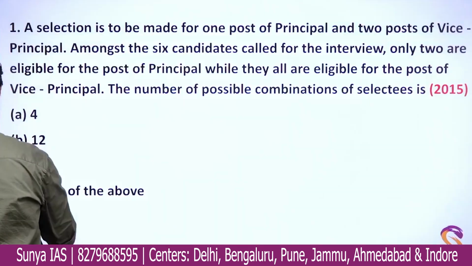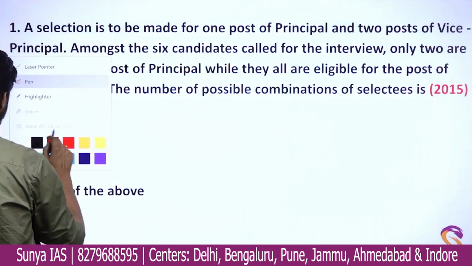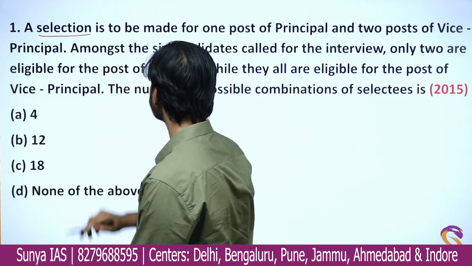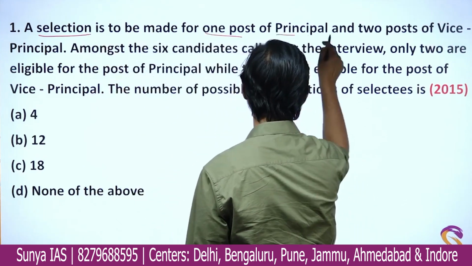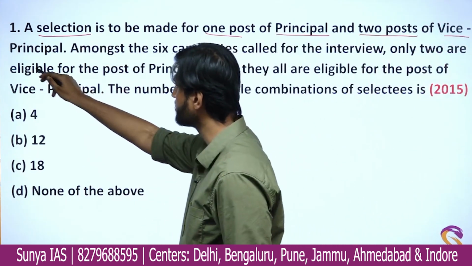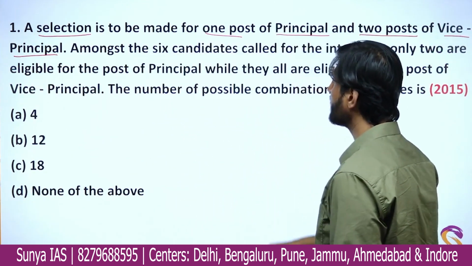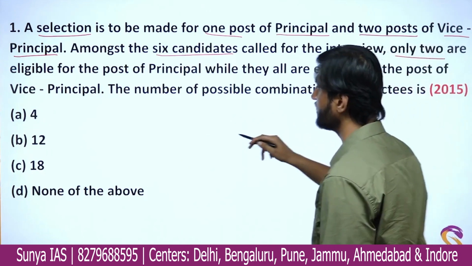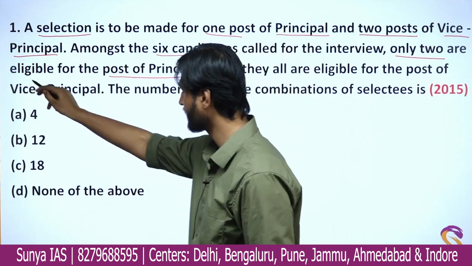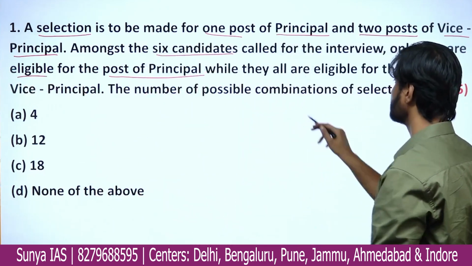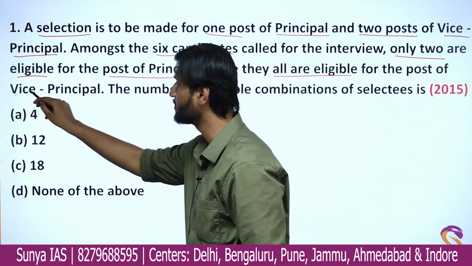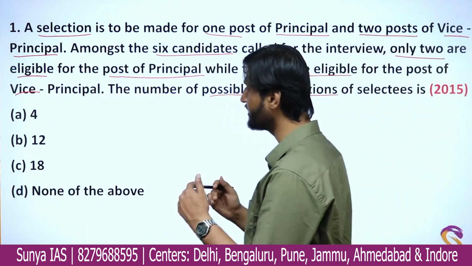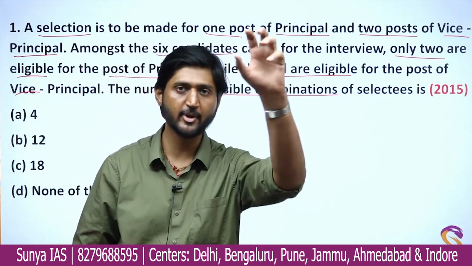Now we will come to the questions, and the questions are good, so let me read it for you. First question says a selection is to be made, so it is clearly specifying the idea of selection, for 1 post of a principal and 2 posts of vice principal, right? Amongst the 6 candidates who are called for interview, only 2 are eligible for the post of principal, while all are eligible for the post of vice principal. So the number of possible combinations is, so we have to find in what ways you can actually select the principal and the vice principals.